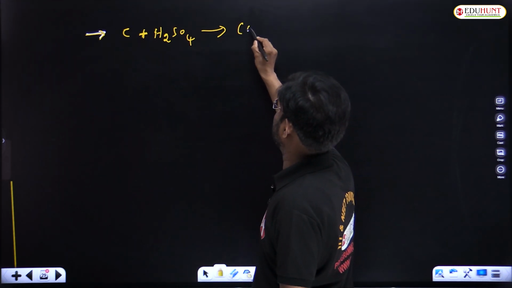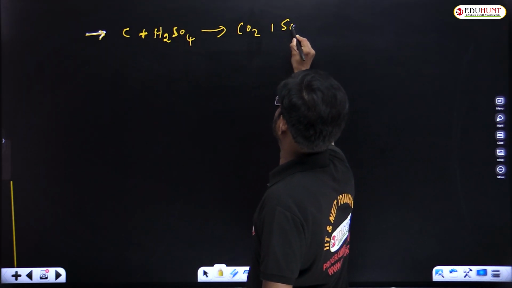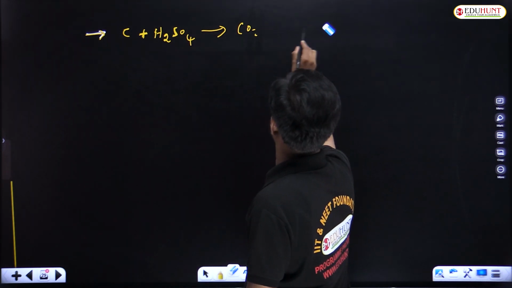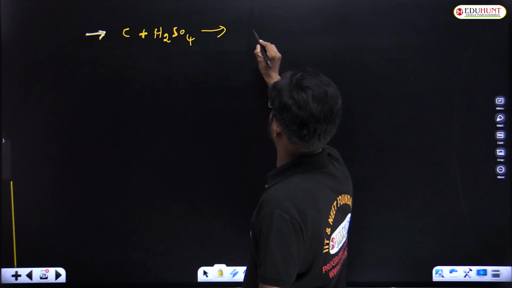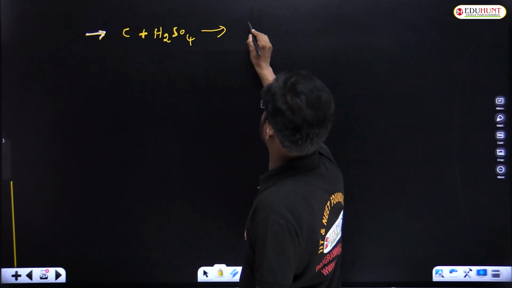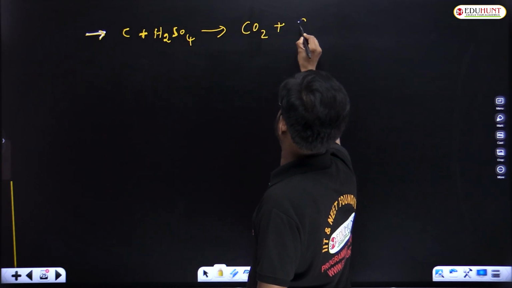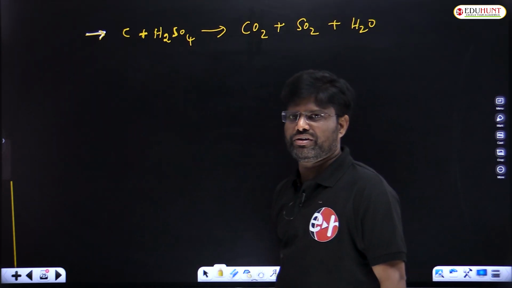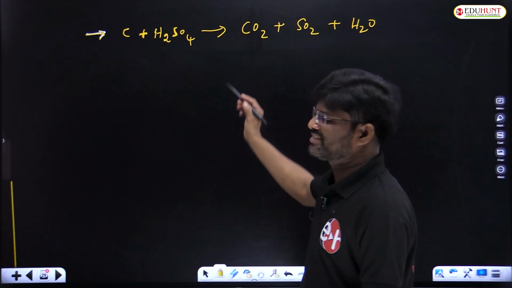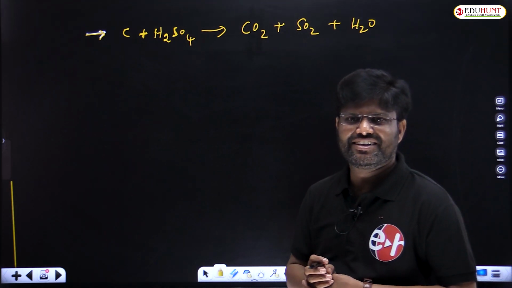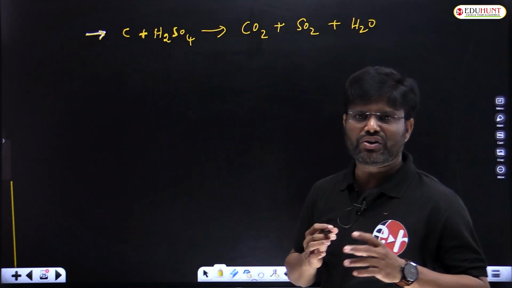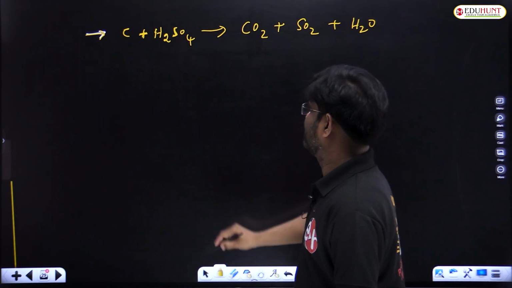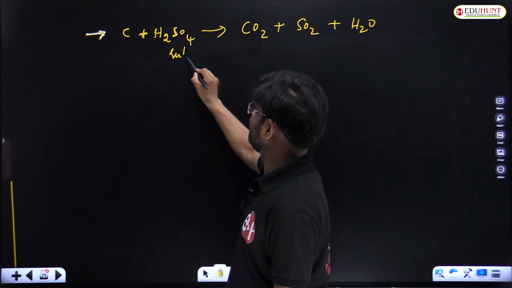Carbon dioxide, sulfur dioxide, plus water will form. These three products are formed when carbon reacts with sulfuric acid. Okay children, everyone should follow. So, carbon reacts with sulfuric acid. H2SO4 is sulfuric acid.